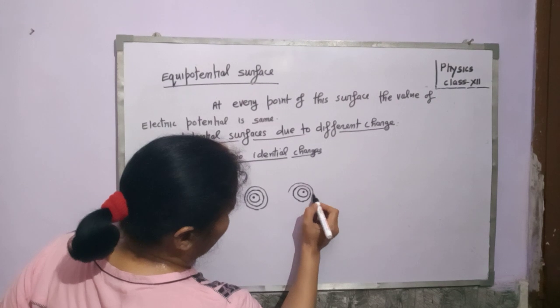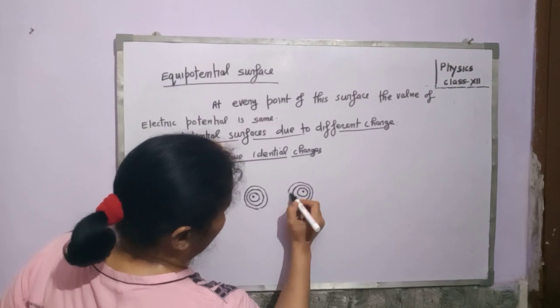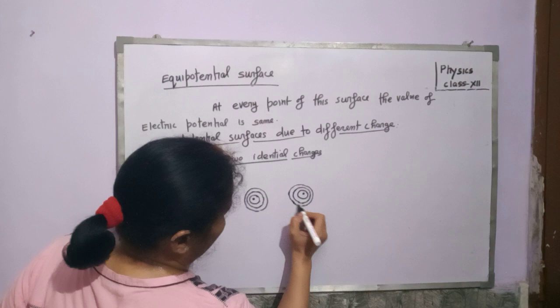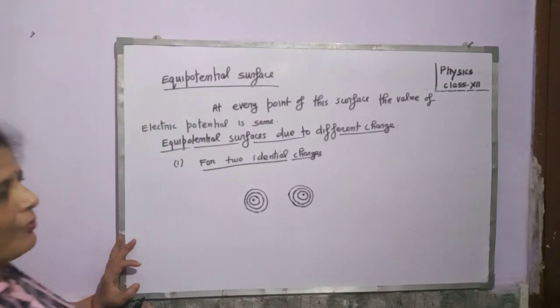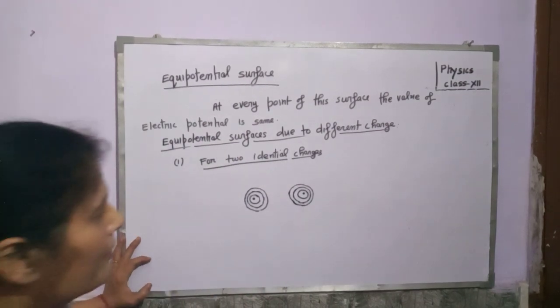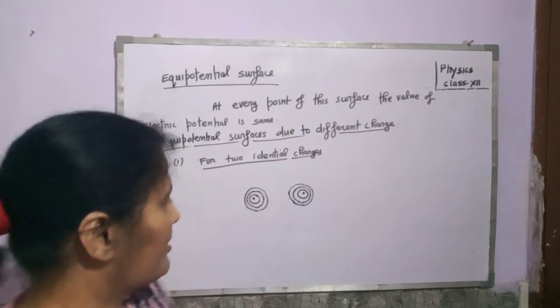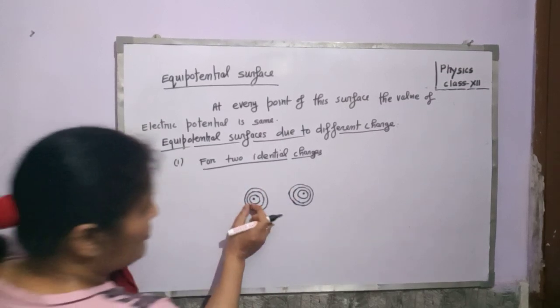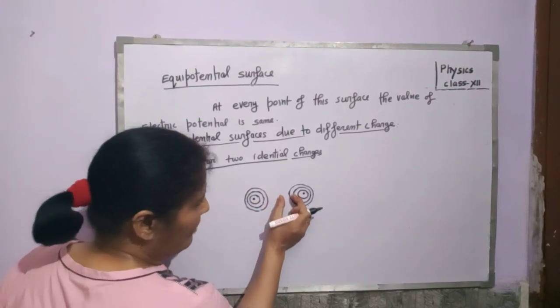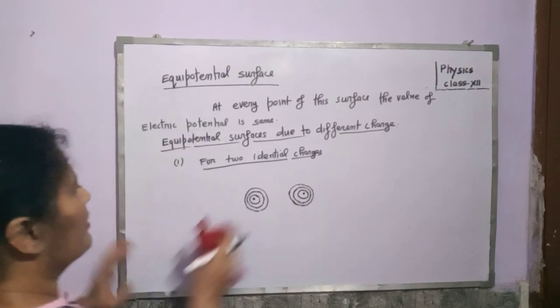So these are the nature of the equipotential surfaces for identical charges. Here they are close to each other, here they are farther apart, here farther apart, here they are close to each other.